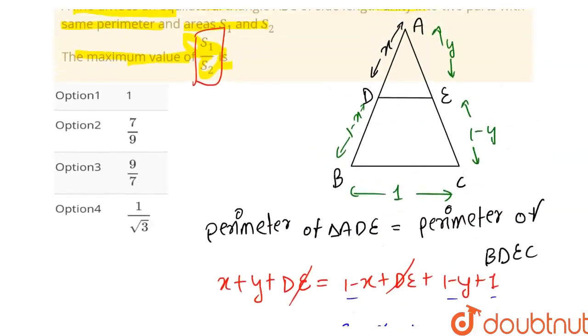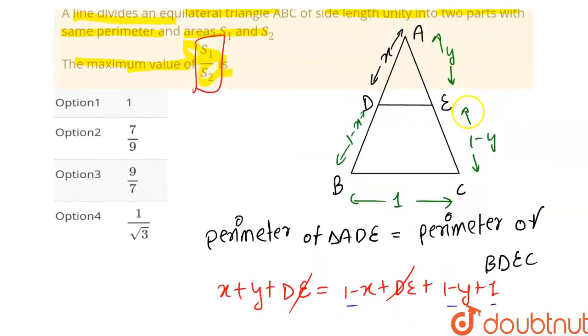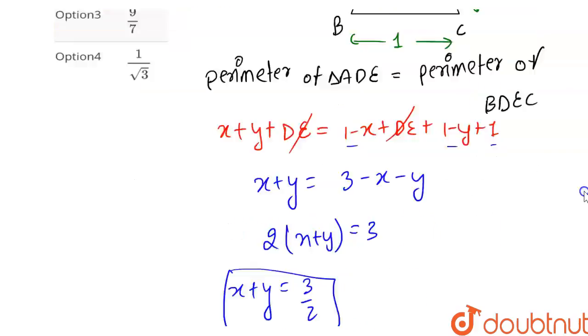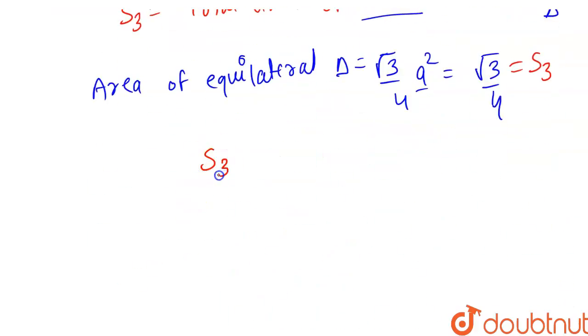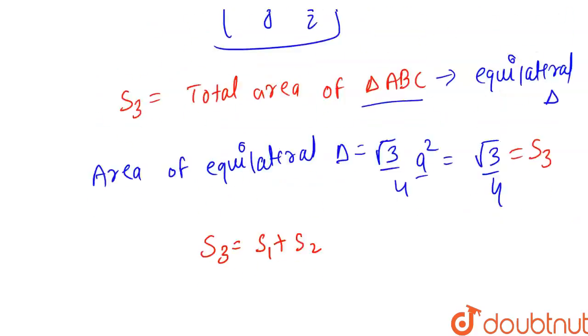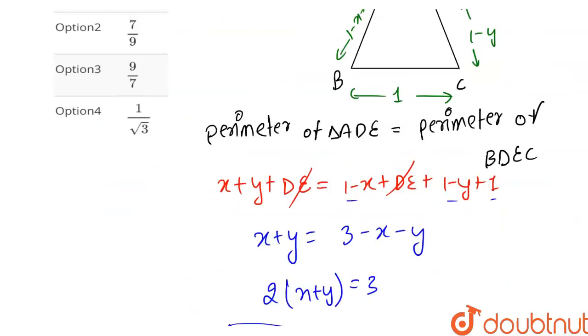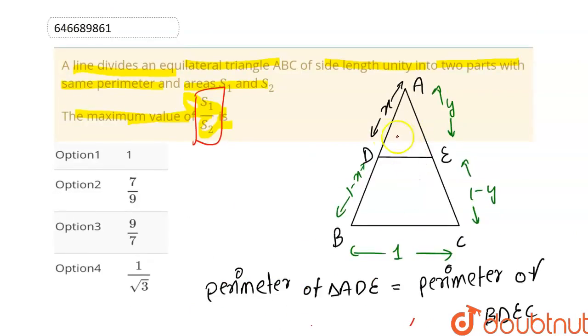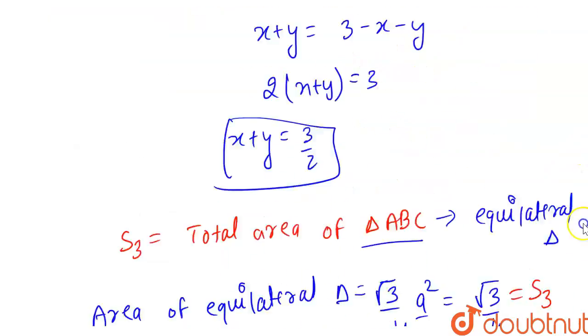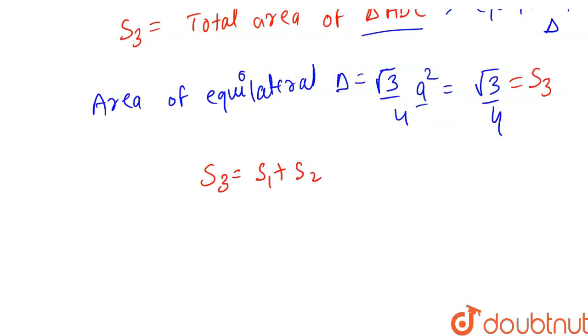Now in this question we can write S3 is equal to S1 plus S2, where S1 represents this area and S2 represents this one. This is our S2, right? So from this we can say that the value of S2 will become equal to S3 minus S1.